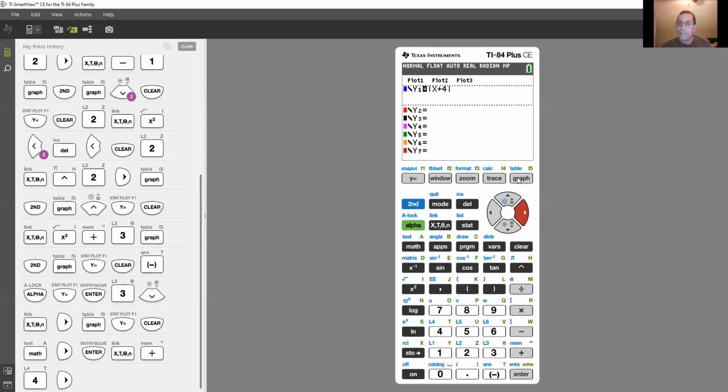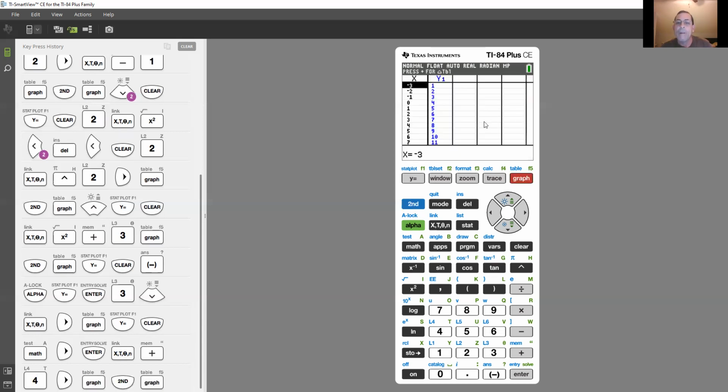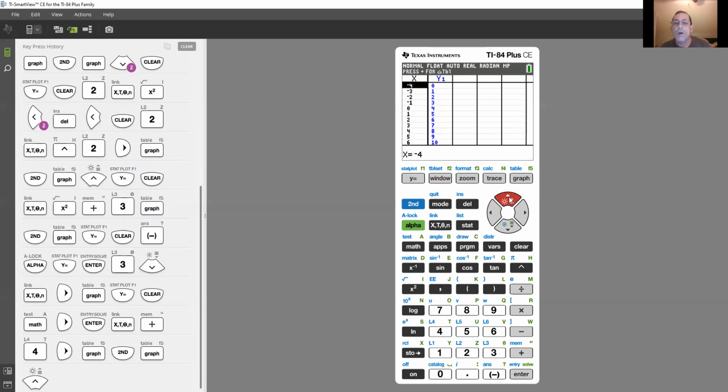I'm going to hit graph. So notice, this did make a V graph. So my first point has to be this point that's on the x-axis. So that's going to have a y value of 0. So your first point will have a y value of 0. So let's go to second graph and get my table. So let's see. None of these have a y value of 0, but notice they're getting smaller going up. So let's arrow up and get more negative numbers. Oh, there's my y value of 0. So my first point I'm going to plot is going to be at -4, 0. So my first point is -4, 0.